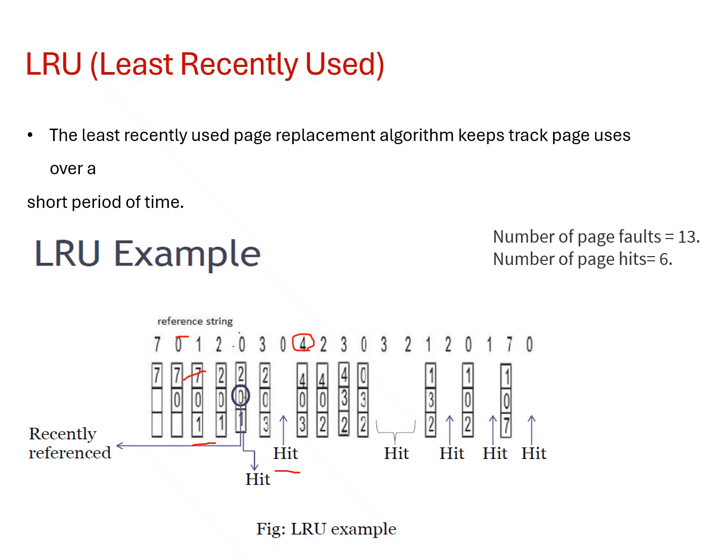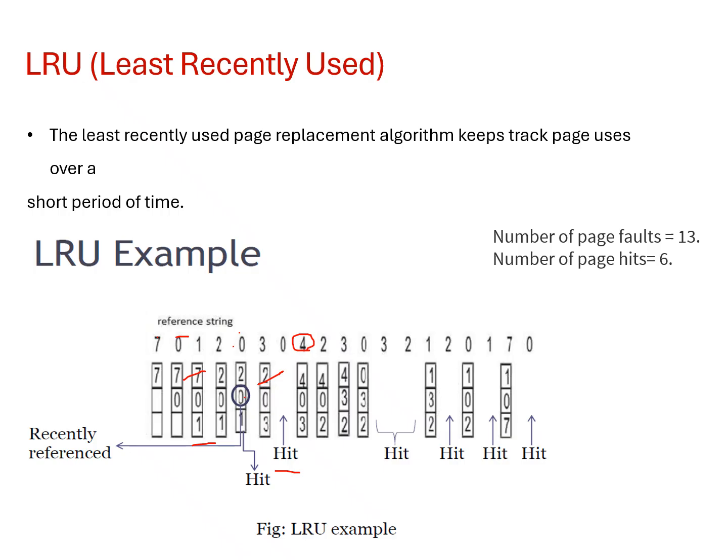Where will you place 4? 0 is referred recently. 3 is also referred recently. 2 was referred earlier compared to 0 and 3. So replace 2. Then again, among 0 and 3, 2 is the one not referred for the longest period. Then 3, 0, 3, here hits occur. So this is the way we calculate. We place that particular block in the cache memory. Here the number of page faults is 13.